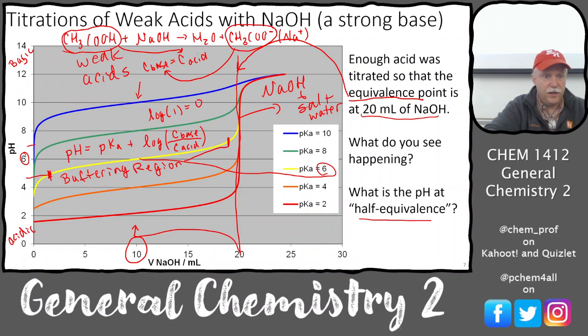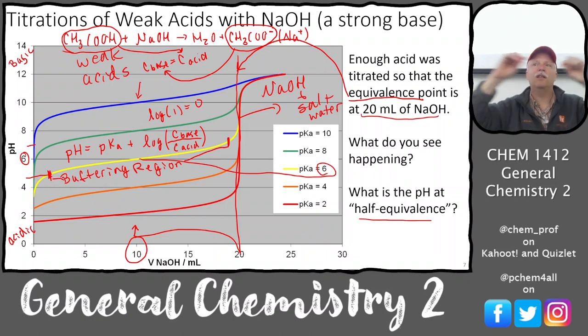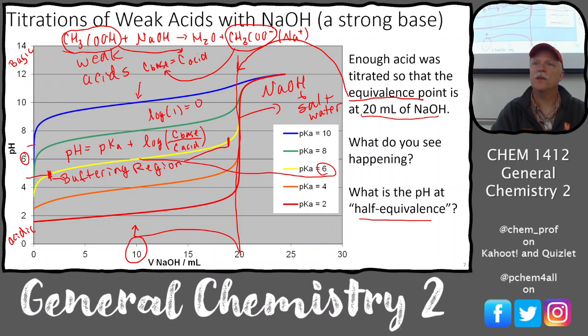Between these two marks here. And so that real flat part of this pH curve is the buffered region. And the buffers are strongest when they're right near their pKa's. I can add a lot of base and it doesn't change the pH much.